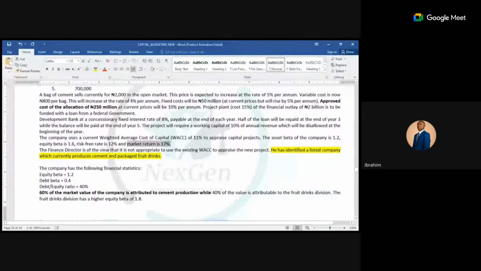Please don't use the equity beta given to you in the question. This equity beta does not include any business risk. It only includes the financial risk of the main company.